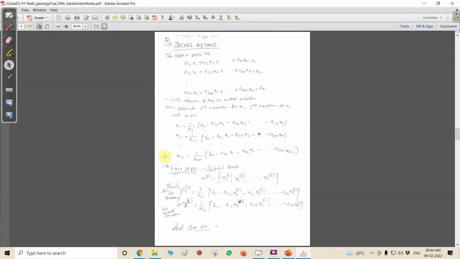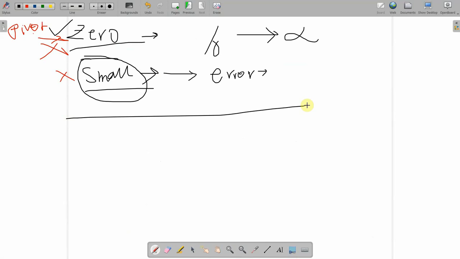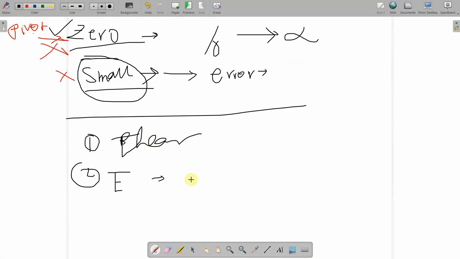First we'll discuss how we do the Jacobi or iterative method. First I will discuss the basic theory. Second, I will discuss an example and the insight of that example, how things are generally done. At the end, I will discuss how you will solve it in the exam: what writing styles you can adopt, how easily you can write in a tabular form, and which is acceptable. So let's start with the Jacobi method.